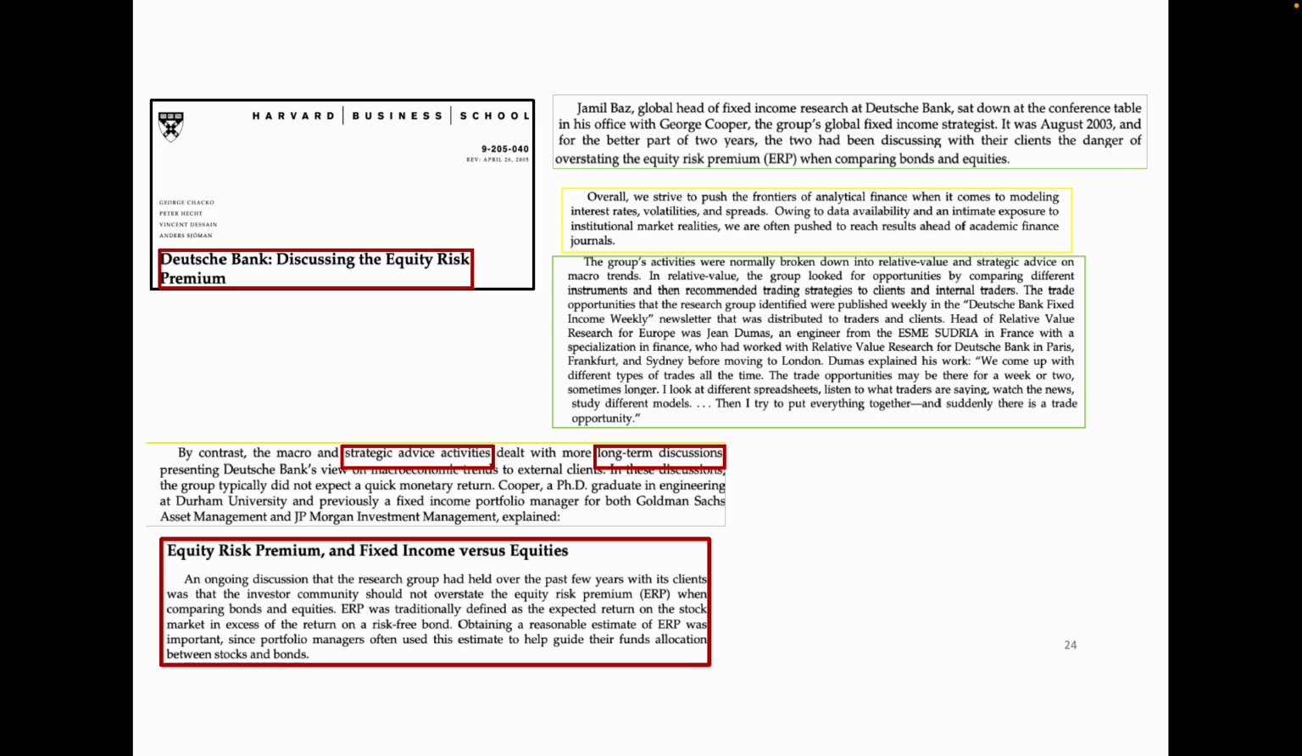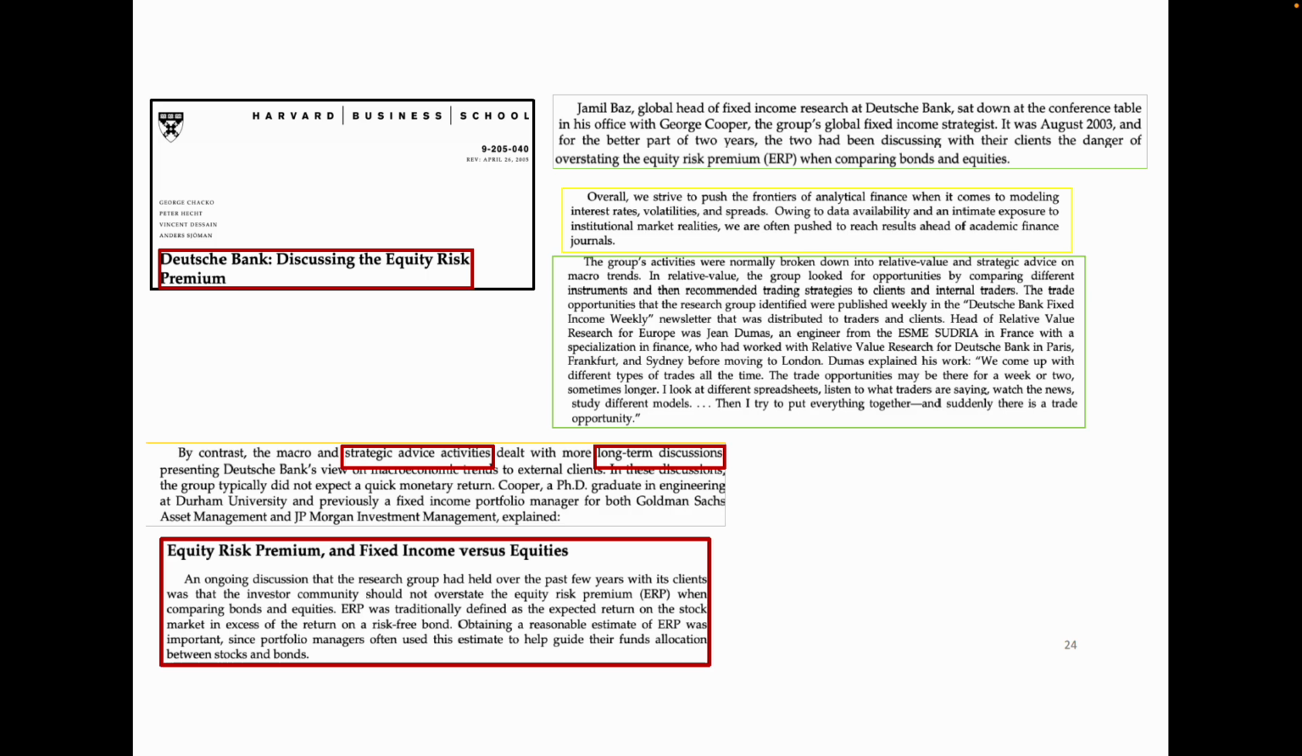Now, I want to connect to the Economist article with a case on the same problem. It's a very nice case study from Harvard Business School. It's called Deutsche Bank Discussing the Equity Risk Premium. If you want to read the case, I just zoom in to the important things, which is they prepare a presentation to discuss with asset managers something related to the risk premium.